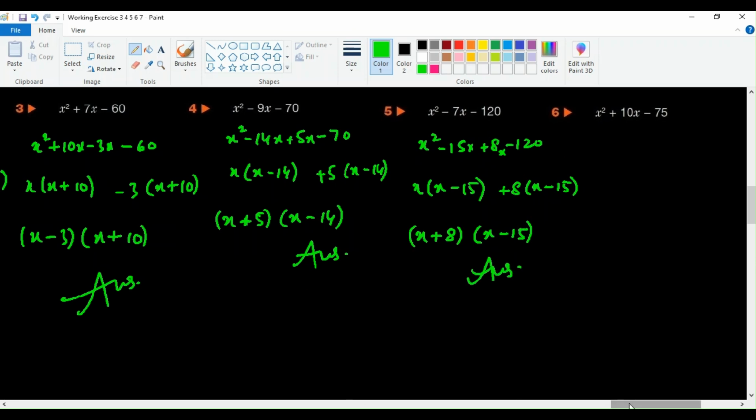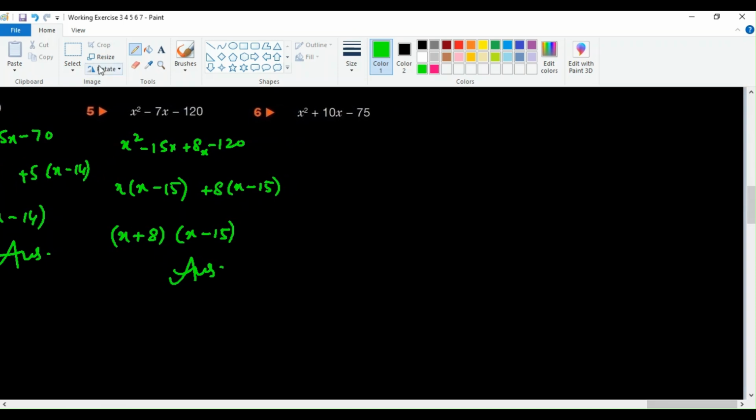Moving on to the last question of this exercise. I will drag this a little here. To get 75, how do we get 75? Let's see. Factors of 75 are 1 times 75. 2 you cannot divide. 3, let's see, 3 times 25. 4 you cannot divide. 5. 75 divided by 5 gives us 15.